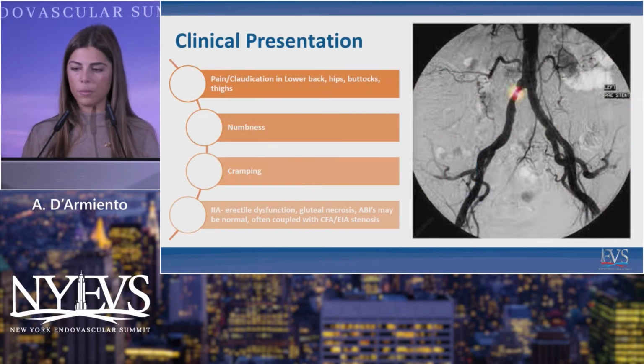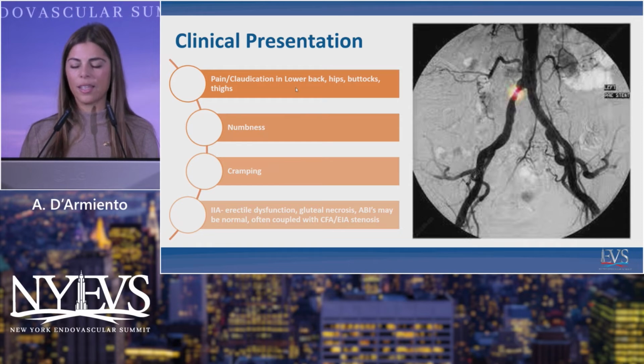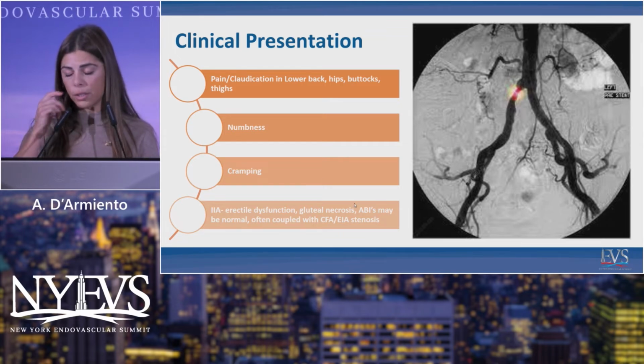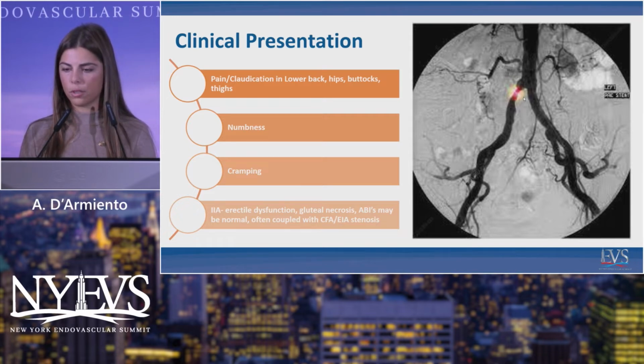So here's a nice image of a right common iliac artery stenosis. This patient may have presented with pain or claudication in the lower back, hips, or buttocks. They could have numbness or cramping. Another thing to note: with internal iliac arteries, the patients may have complaints of erectile dysfunction. We do not intervene on internal iliac arteries. It's just something to note. But if you focus your attention on the left common, you can see when it bifurcates again, you have a nicer image of the internal and then the external iliacs.